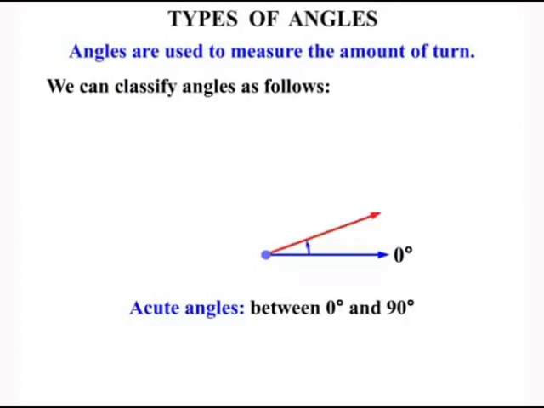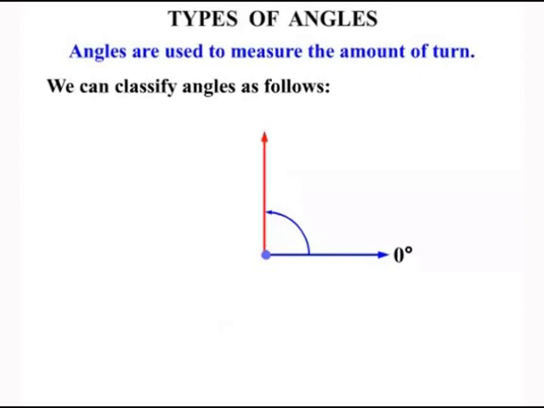If we keep turning the red arm, all these angles are still acute angles. We get to a point where it's now straight up. We say the lines are perpendicular to each other. We have created a right angle, and that equals 90 degrees.